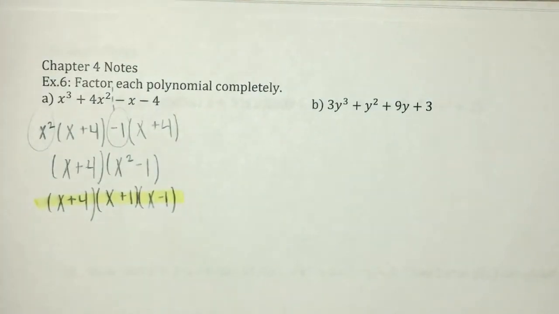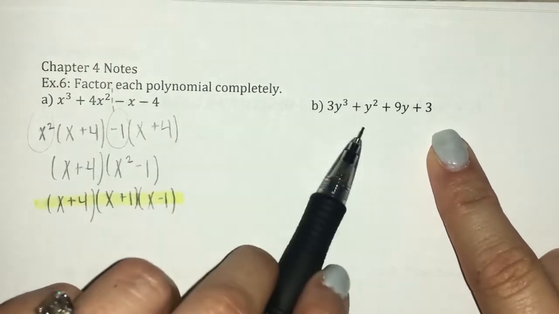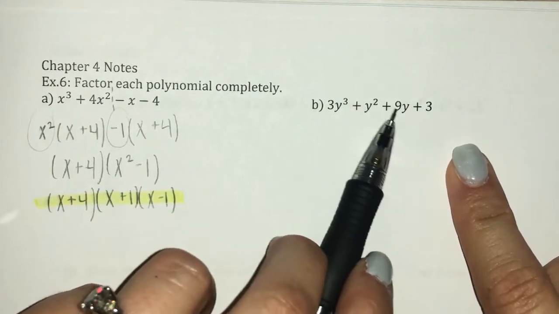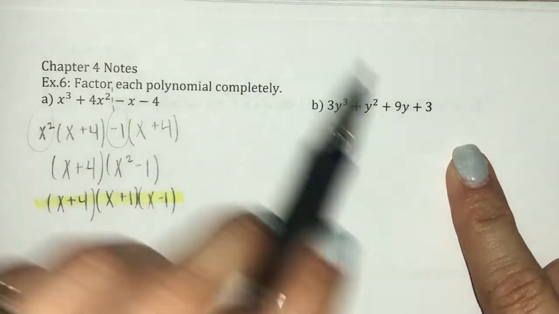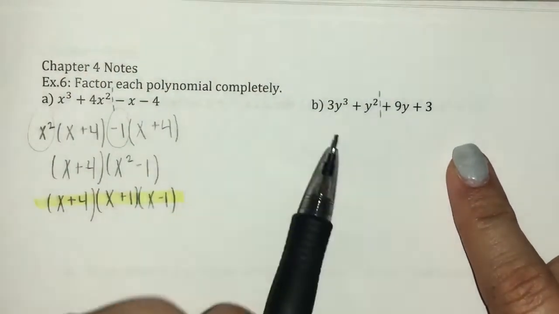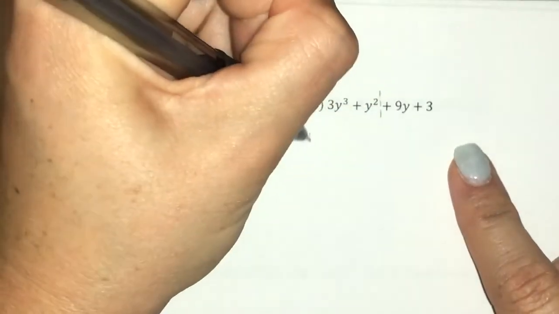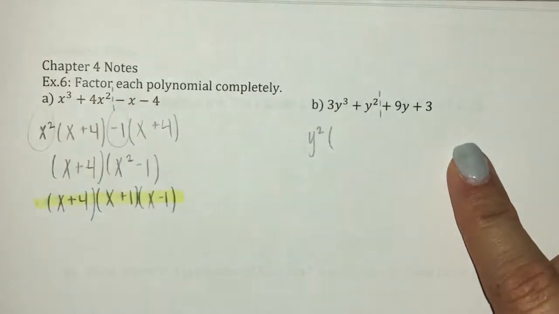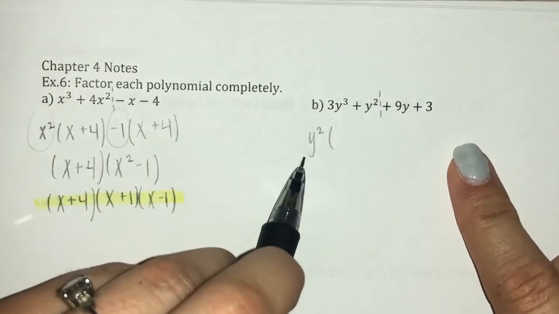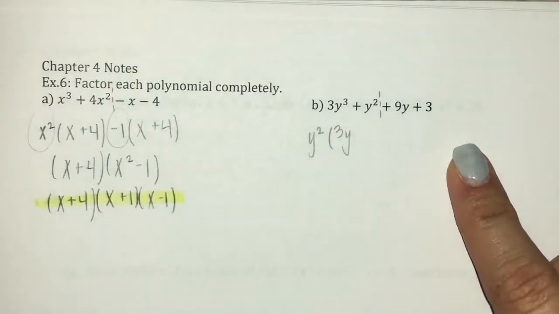And then for b, 3y cubed plus y squared plus 9y plus 3. So there's no greatest common factor other than 1 that I can pull out. And there's 4 different terms, so I should do factor by grouping. So I'll split the expression in half. So 3y cubed plus y squared, I can factor out a y squared. And then 3y cubed divided by y squared, you're left with 3y. And y squared divided by y squared, you're left with 1.